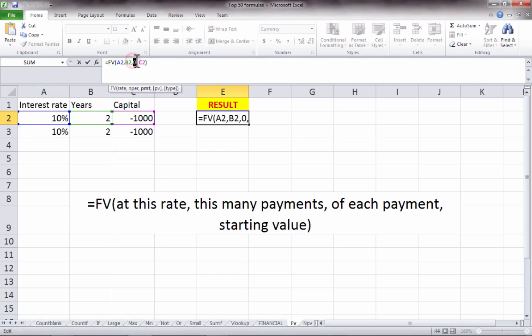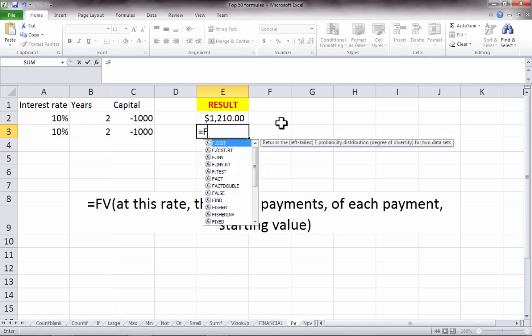Next one is each payment. We're not depositing each year, so that's 0. And then your starting capital is $1,000. For FV, actually the value needs to be negative for the output to become positive. Okay, we're passing the values over here, and it will give you 1,210. So it's telling you that you have earned $210 in interest, and it has compounded it for you.